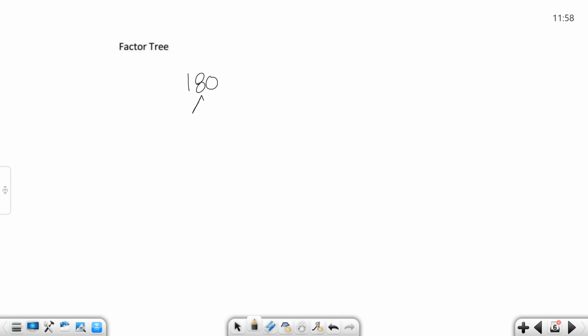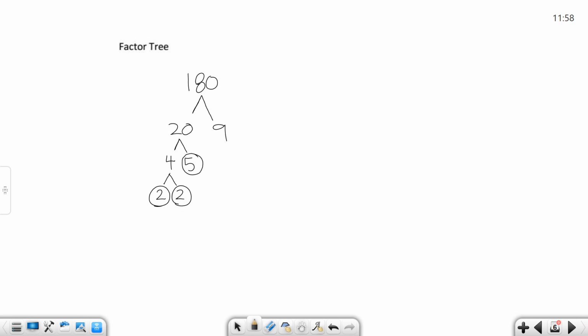Okay, let's say I'm going to use 20 times 9. 20 times 9 is 180, so that's what I chose to use. But like I said, you could use whatever numbers you wanted. So if I break down 20, I can break it down into whatever factors go into it. I'm going to choose 4 and 5. And what I notice about 5 is it's a prime. So as soon as you get a prime number, you want to circle it. 4 is not prime, because it's 2 times 2. But 2 is prime, and 2 is prime, so I can stop there.